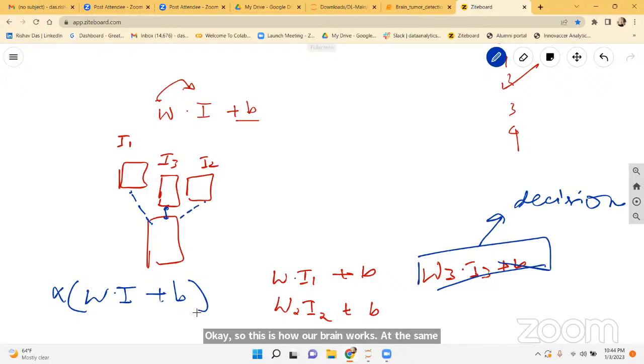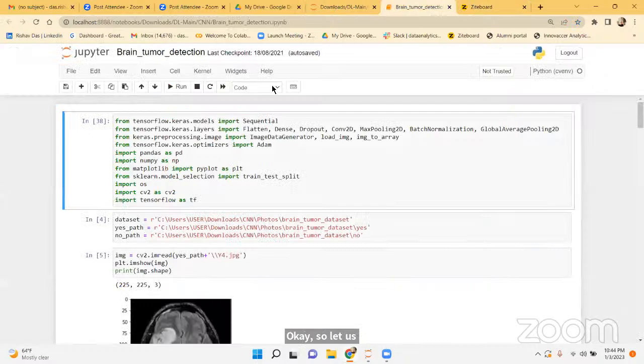At the same time, the same thing got replicated in the formula. You see, this is the formula. This alpha is the activation function and weight into input plus bias, as I explained. So you convert your biological neuron to an artificial neuron. Now we make use of this artificial neuron to identify whether a brain has a tumor or not. So let us directly come to the problem statement and see how it works.